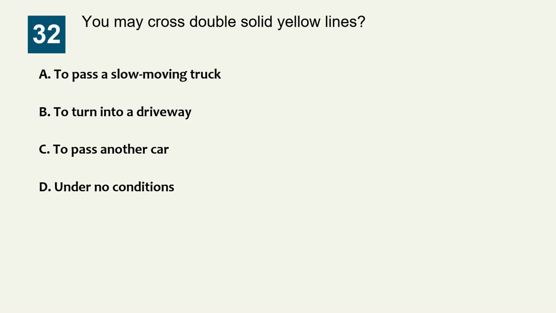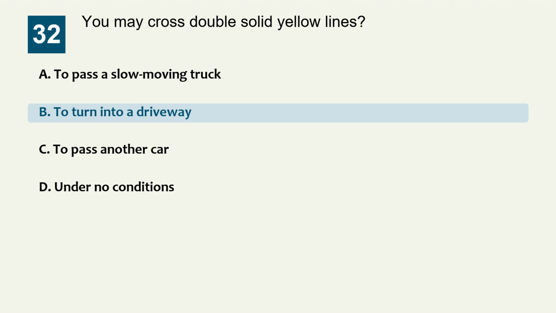Question 32. You may cross double solid yellow lines. Option A, to pass a slow-moving truck. Option B, to turn into a driveway. Option C, to pass another car. Option D, under no conditions.